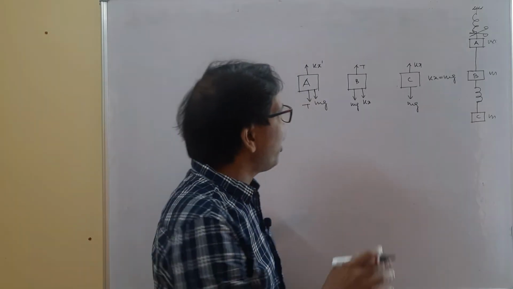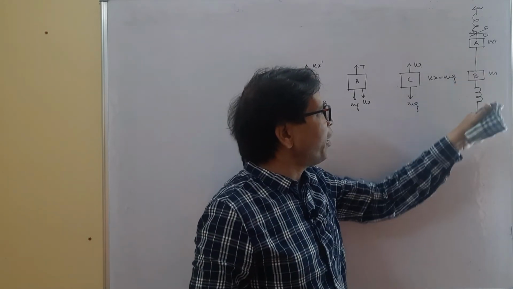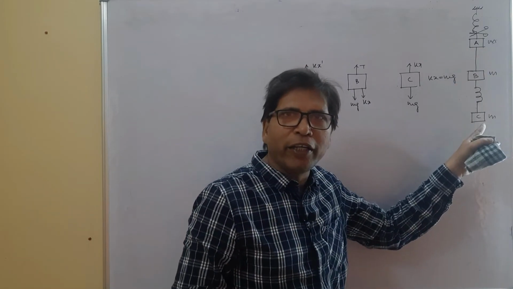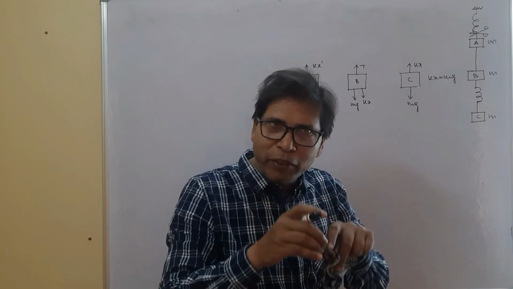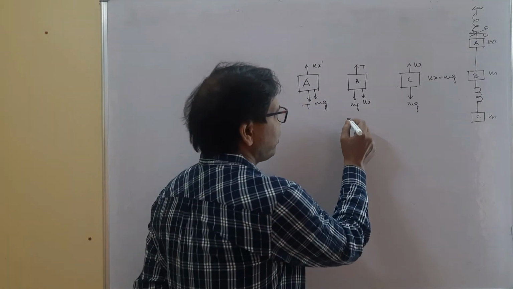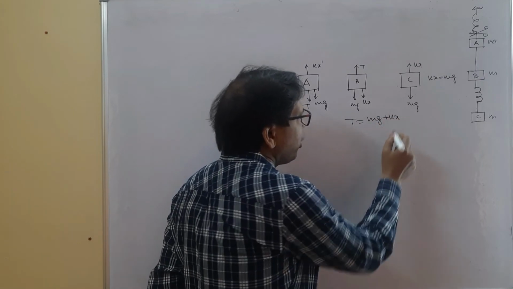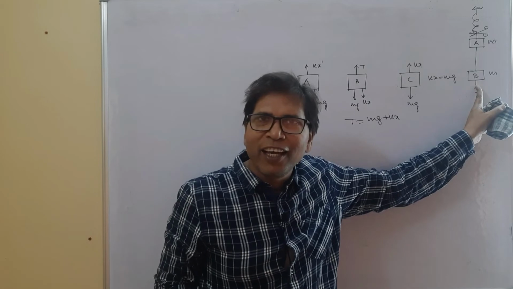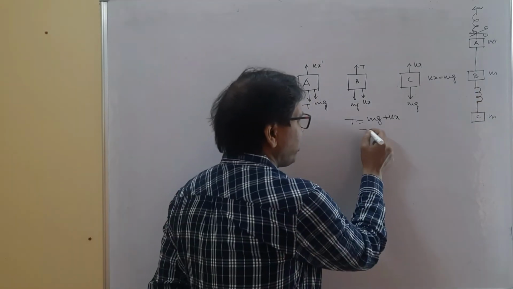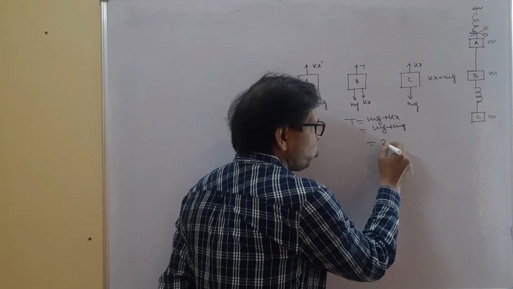Understood? Now for B, the tension of the string acts in the upward direction, the spring force kx acts downward, and the weight mg of B acts downward. So T equals mg plus kx. Now kx equals mg, so T becomes mg plus mg, which is 2mg.